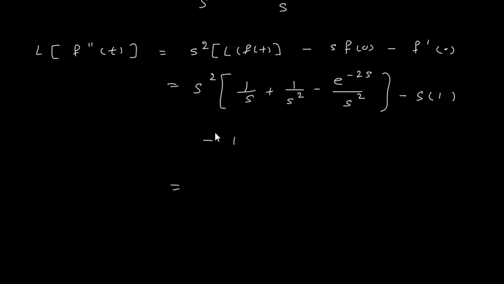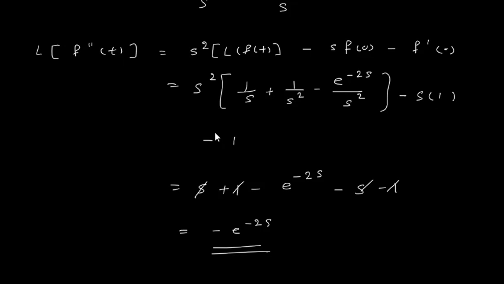Now this is s square into 1 upon s, which is s, plus 1, minus e power minus 2s. Then here we have minus s and minus 1. So this s and 1 will cancel, and we have the answer as minus e power minus 2s. This is Laplace of f double dash t. F double dash means the second derivative of t. Laplace of the second derivative of t is this much.